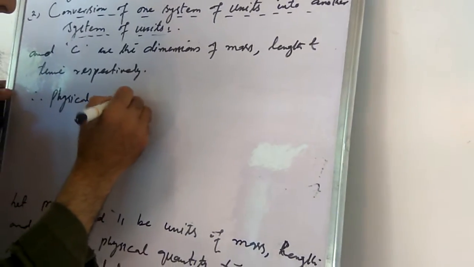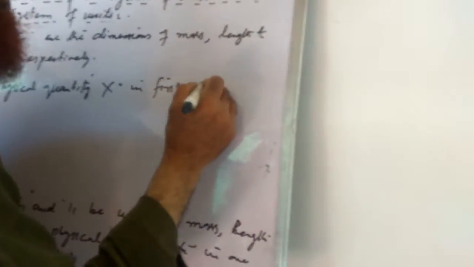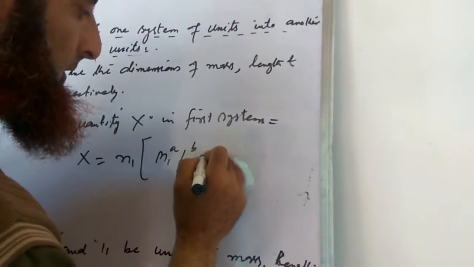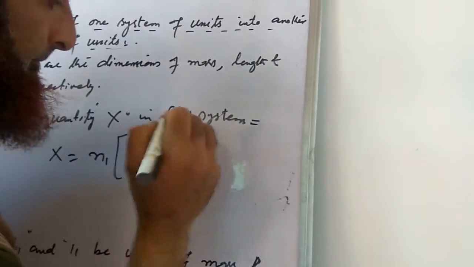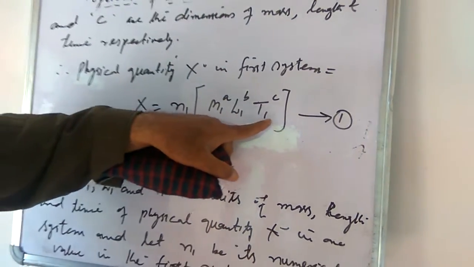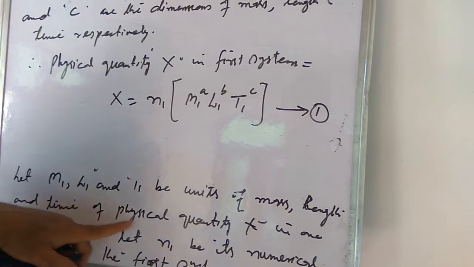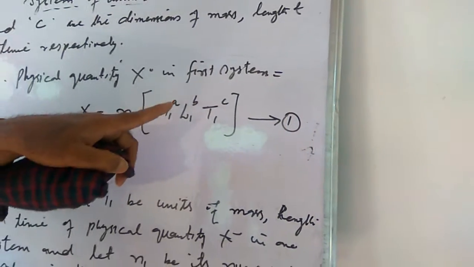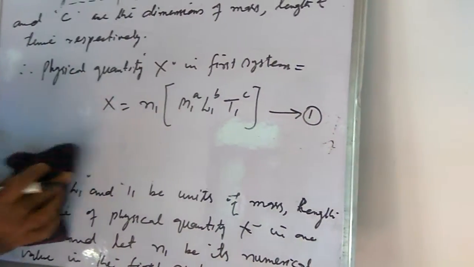Therefore, the physical quantity x in the first system is equal to n1 M1^a L1^b T1^c. This is equation first. That means the physical quantity x in the first system of units can be expressed as n1 M1^a L1^b T1^c. M1, L1, T1 are the units of mass, length and time, and a, b, c are the dimensions of mass, length and time in the first system of units.